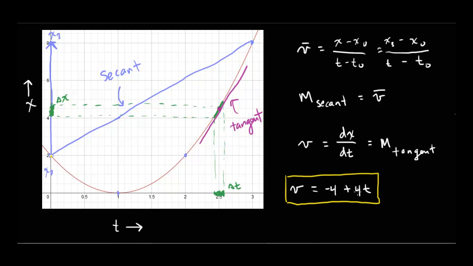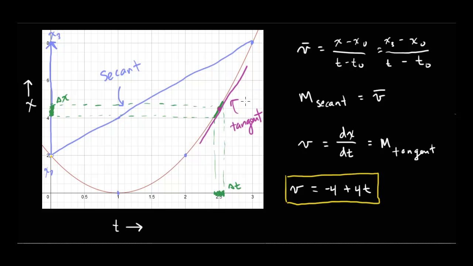So if you plugged in 2.5 here, you would then figure out exactly what the velocity is at that moment, and we could do that. So 2.5 times 4, that's 10, minus 4 is 6. So at this point, the slope of this tangent line would be +6.